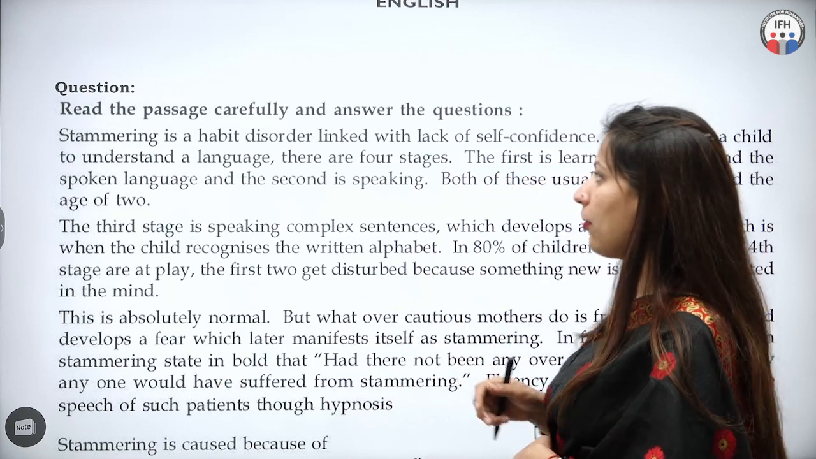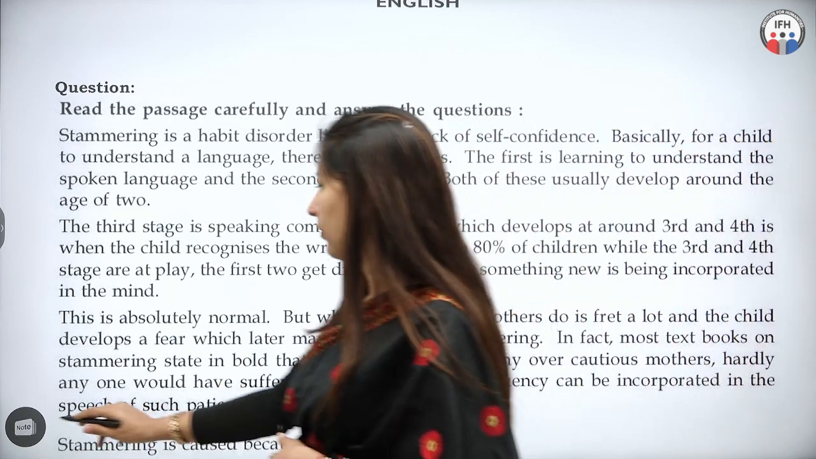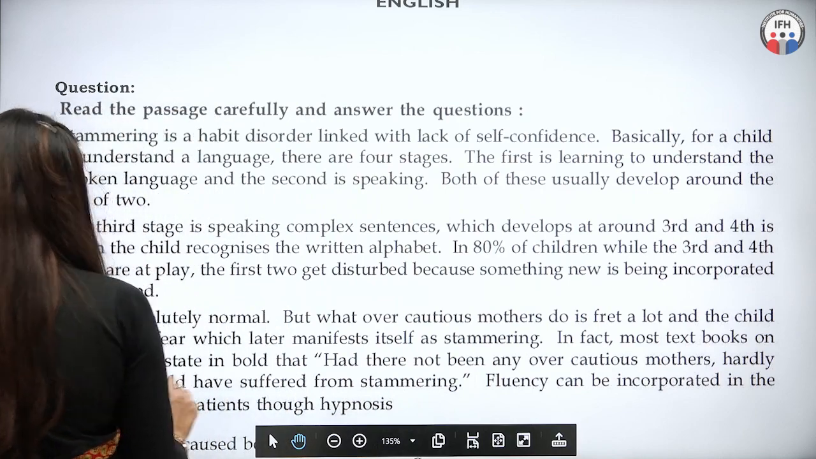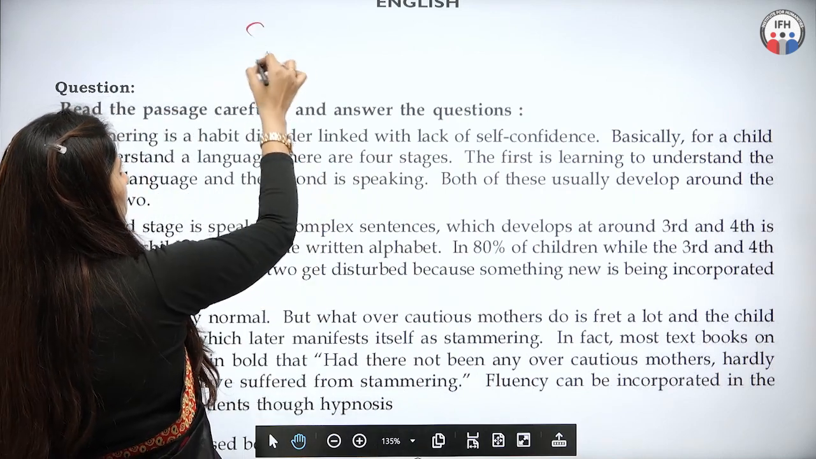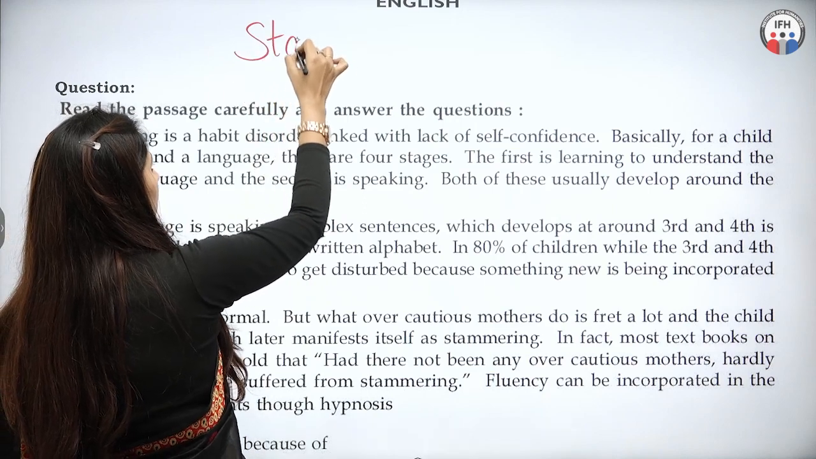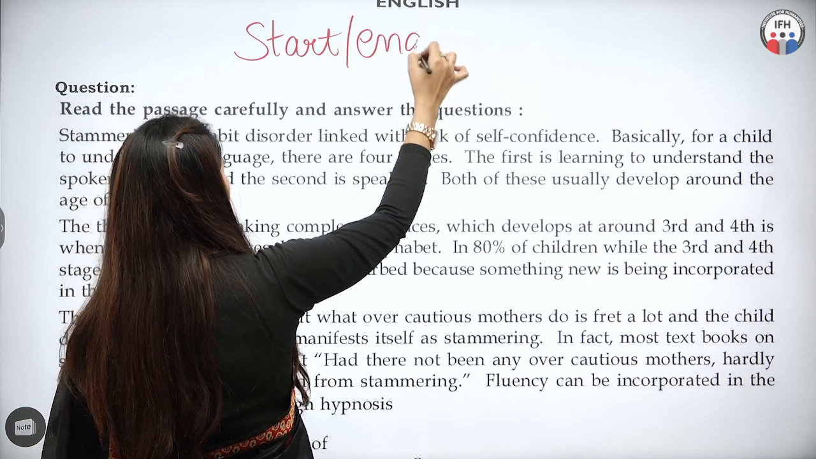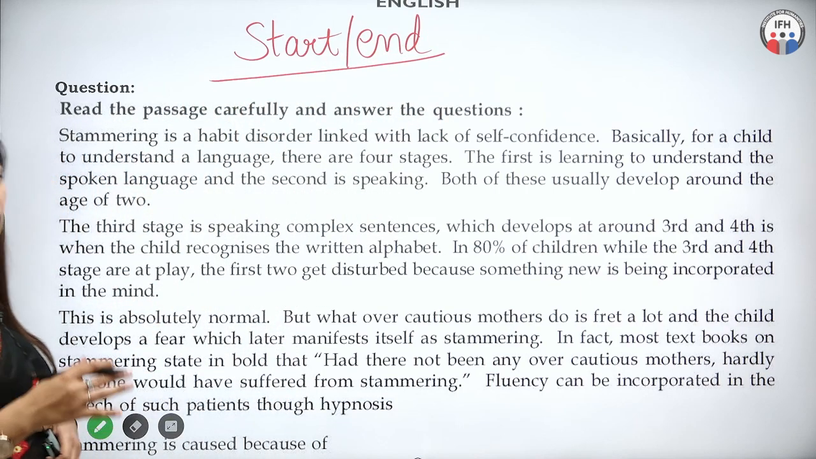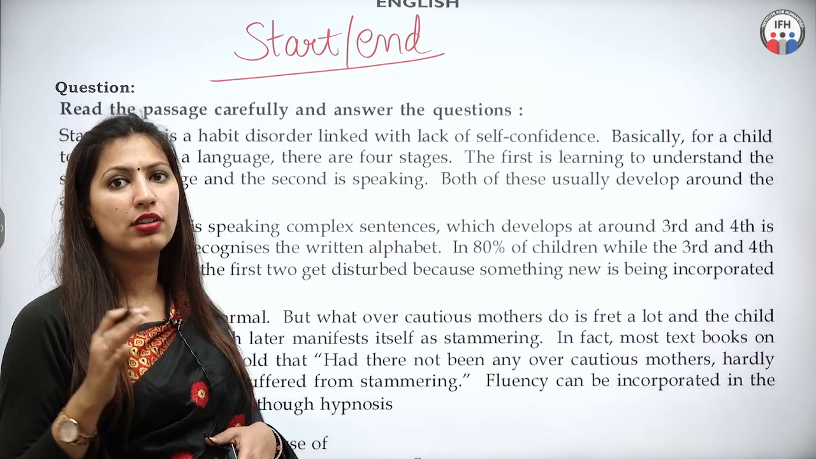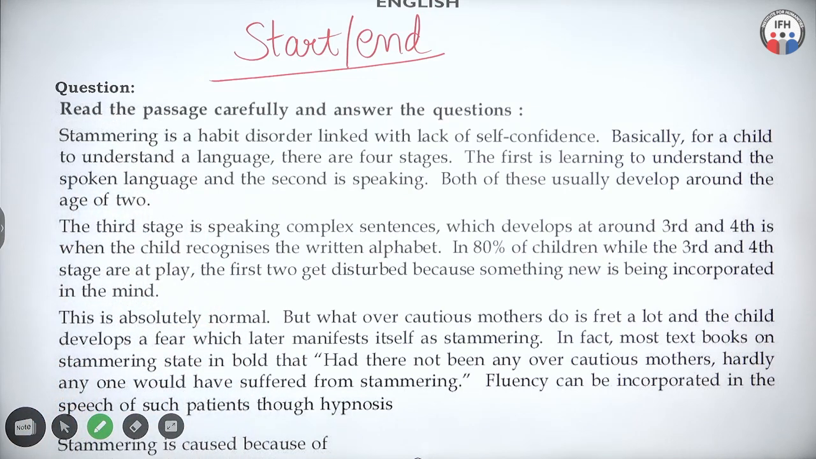Stammering is a habit disorder linked with lack of self-confidence. Now here, one more thing. While you're dealing with RC, always remember you need to put extra emphasis on the start as well as the end. Why? Because a lot of times it is seen that the questions are asked from there. Stammering is a habit disorder linked with lack of self-confidence.